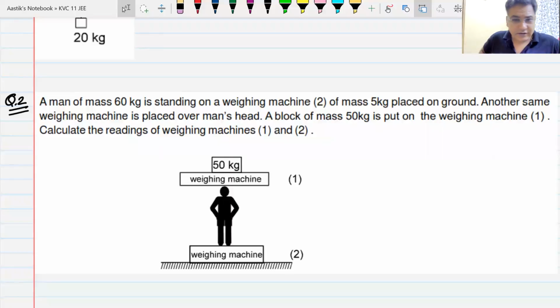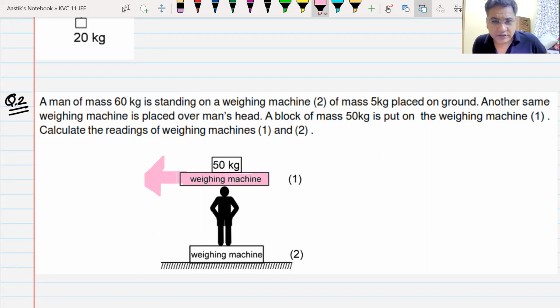So let us now find out the answers of both the cases. What will be the reading in the first weighing machine, the one painted pink? Take g as 10 meter per second square. The reading of the first weighing machine is the force exerted by the upper block, which will be equal to the weight of the block, and that would be 500 newtons.